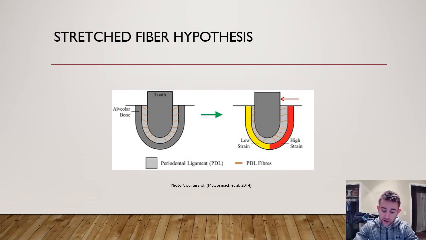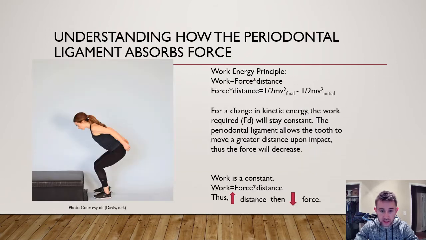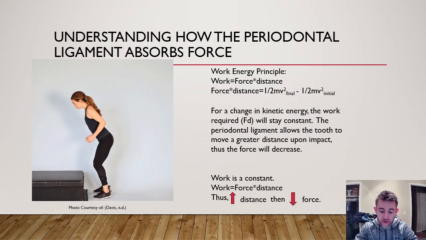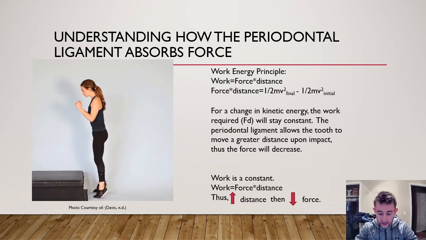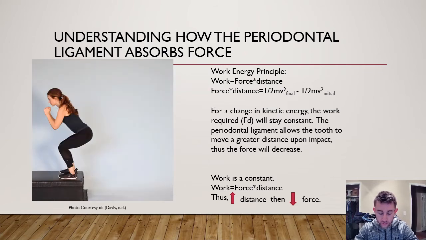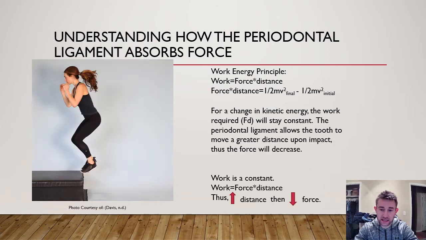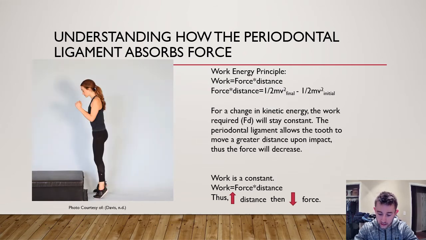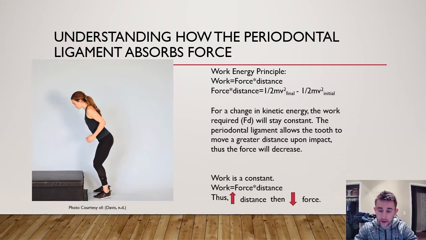One way to think about how the periodontal ligament works is with the following example. Consider a person jumping to the ground from a box, or from the ground to a box, a few feet in the air. Upon landing, as you can see that this girl is doing, the person will bend their knees. This extends the collision time, but lessens the impact force. The periodontal ligament works much the same way.